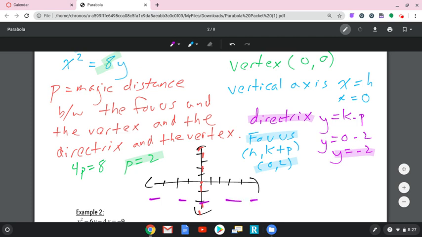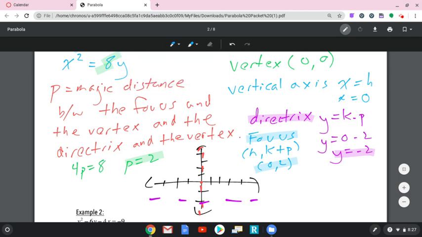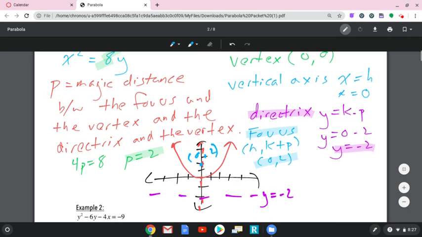My focus is 0, +2. So I'm going to put a focus point at 0, +2. And then I'm just going to open it up. I know that my graph opens up towards the focus and away from the directrix. So I want to label. I put y equals -2 as my directrix. And that is my focus, 0, 2. And it opens up. I don't need any other points on the parabola. That would be it. Okay, guys, let's go to our next example.